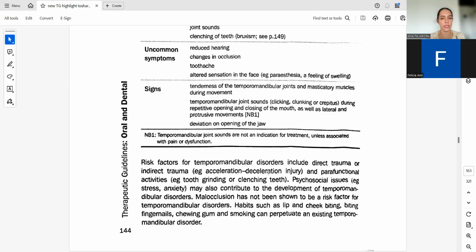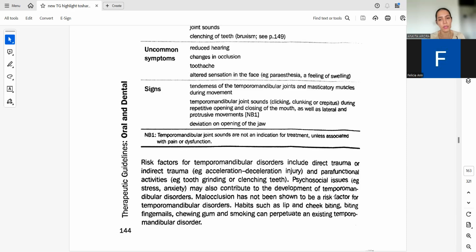Example, acceleration, deceleration injury. And parafunctional activities like tooth grinding or clenching teeth. So constant grinding, parafunctional habit, is one of the commonest causes of temporomandibular dysfunction syndrome. Psychosocial issues, example, stress, anxiety. Again, TMJ disorders can happen. They may contribute to development of TMDs.